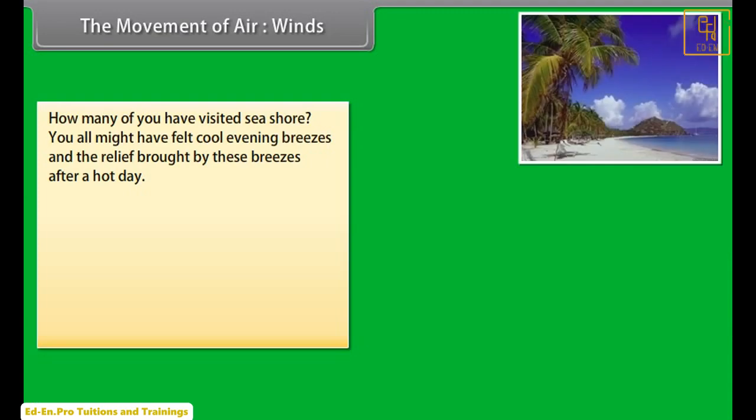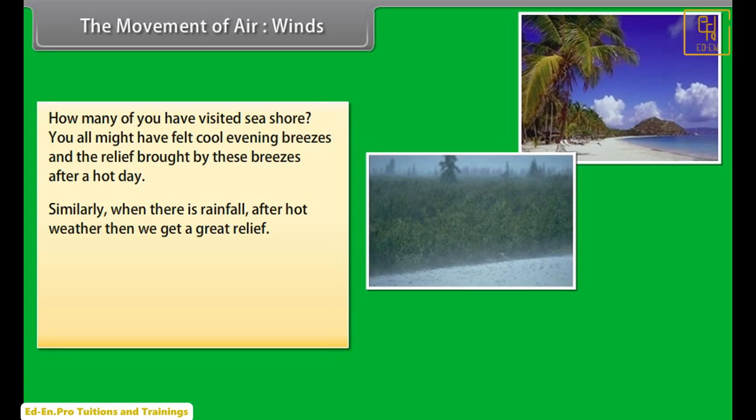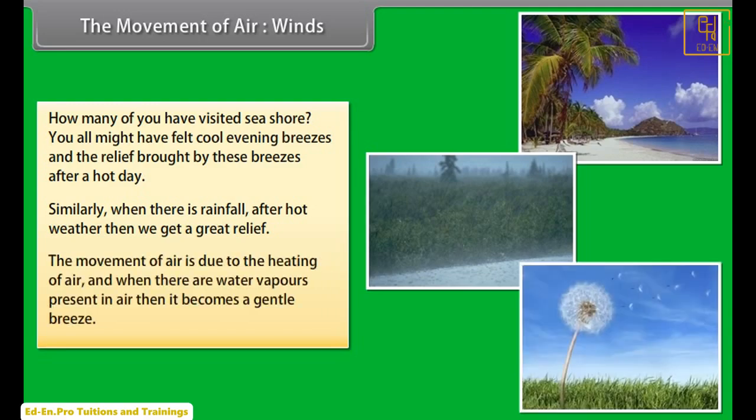The movement of air, winds. How many of you have visited the seashore? You all might have felt cool evening breezes and the relief brought by these breezes after a hot day. Similarly, when there is rainfall after hot weather, then we get a great relief. The movement of air is due to the heating of air, and when there are water vapors present in the air, then it becomes a gentle breeze.